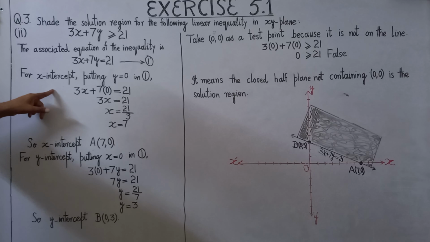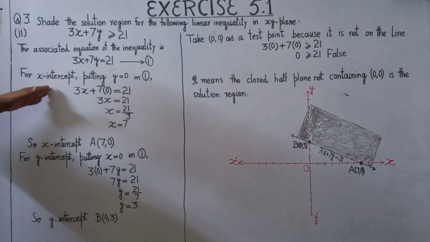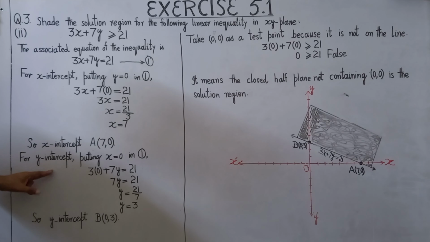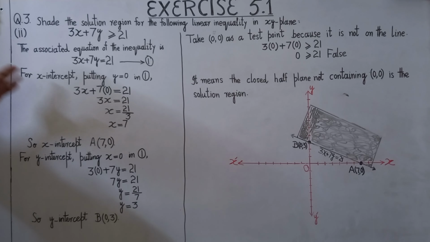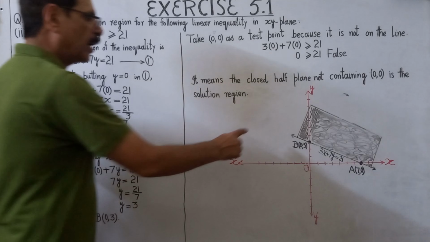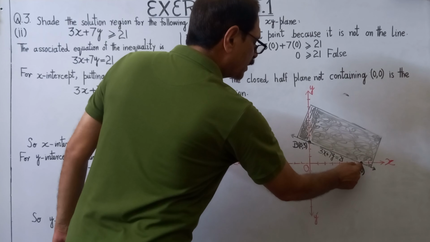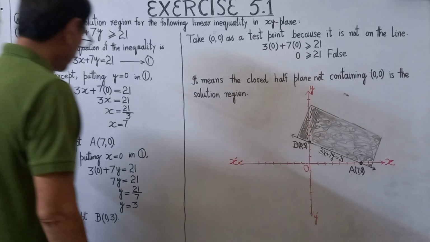For the x-intercept, putting y is equal to 0. For the x-intercept, always put y equal to 0, and for the y-intercept, always put x equal to 0. The x-intercept means the point on the line where it cuts the x-axis.